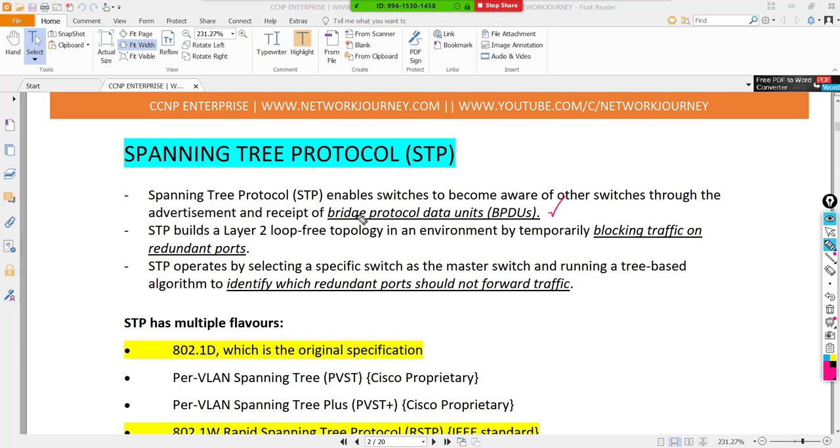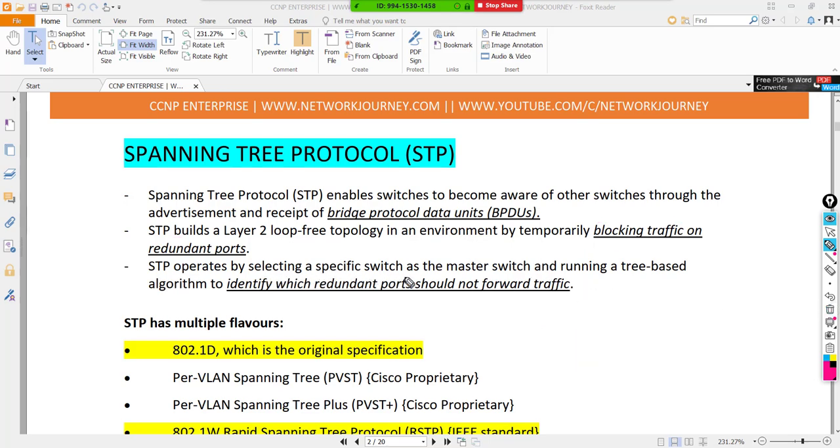STP enables the switch to become aware of other switches with the help of this BPDU protocol. What is STP helping us with? It's helping us to block one of the cables or a redundant port. When I have two cables which can cause looping, I am going to straight away block. So that is what it says. It is going to block.